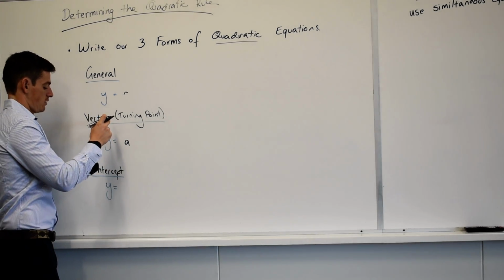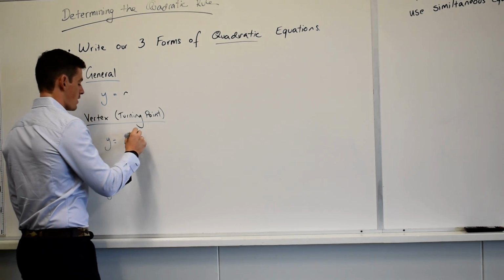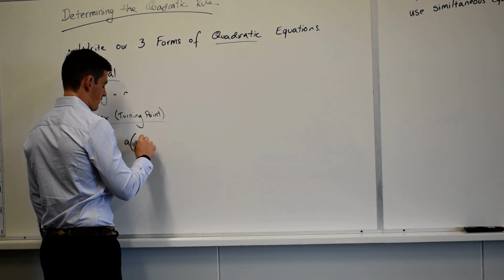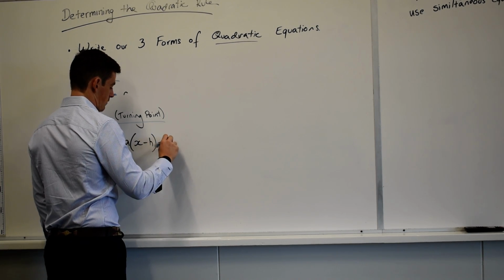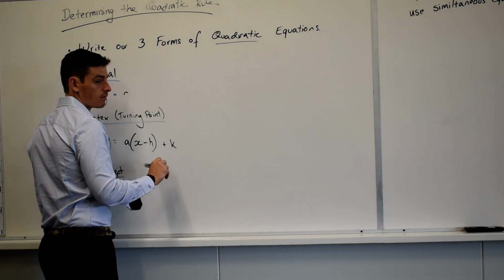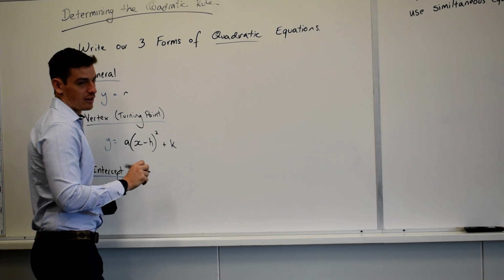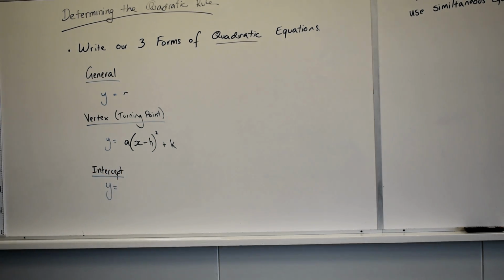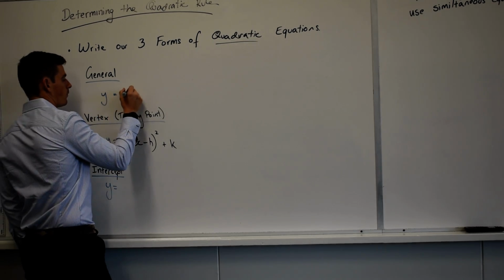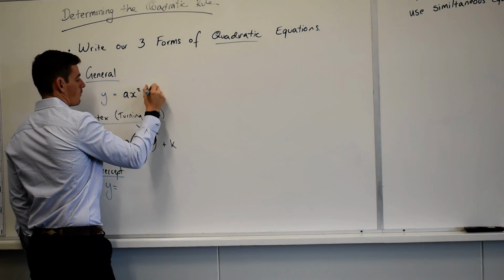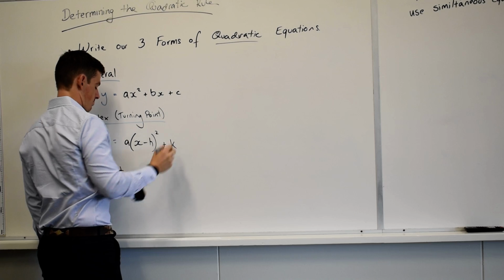Which one are you doing? Vertex. A brackets, x take h or plus h, bracket plus k. Squared. Very good. Otherwise we'd have another linear function, but the squared saves you. Yes, George. General form is ax squared plus bx plus c.